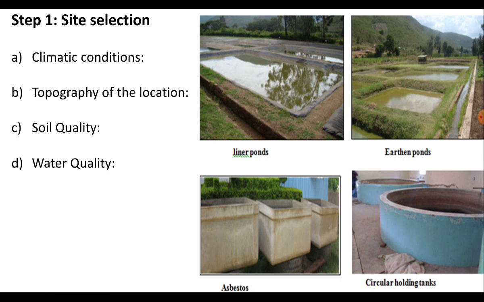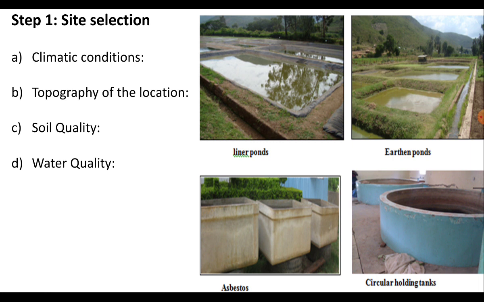The first step is the site selection, which includes the climatic conditions, topography of the location, soil quality and water quality. The site selection plays an important role as the entire management aspect of the farm ultimately depends on specific conditions of the site. And they are as follows.